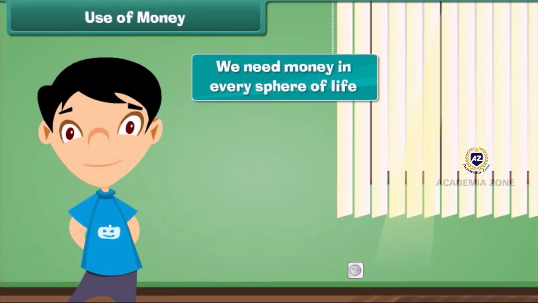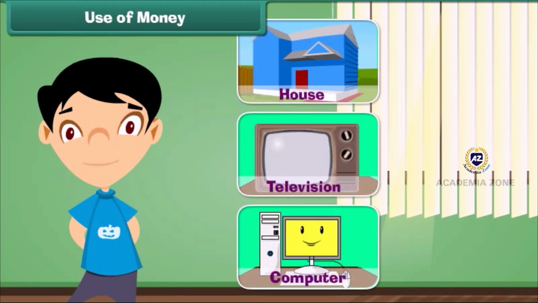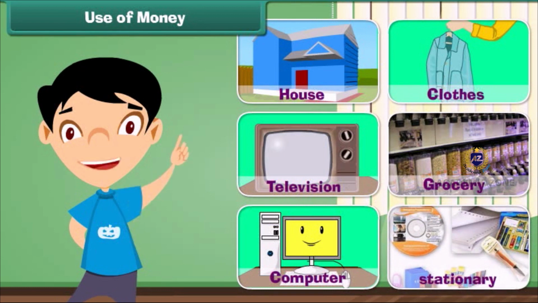We need money in every sphere of life. We require money to buy house, television, computer, clothes, grocery, stationery and many more things.